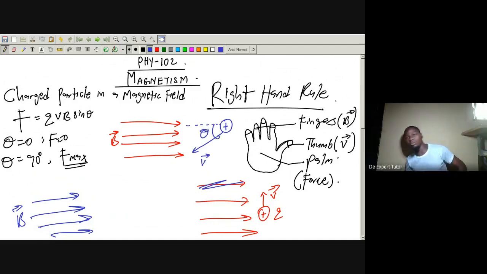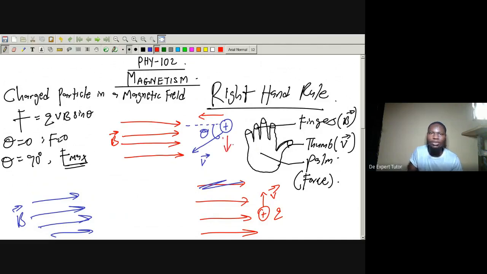Now look at where this is moving. Check it out. How do we find the direction of the force? If you observe this velocity, it is at some angle theta. So what you are going to do is break it into components. The horizontal component will be pointing in this direction, and the vertical component will be pointing in the downward direction. So we choose them one after the other.